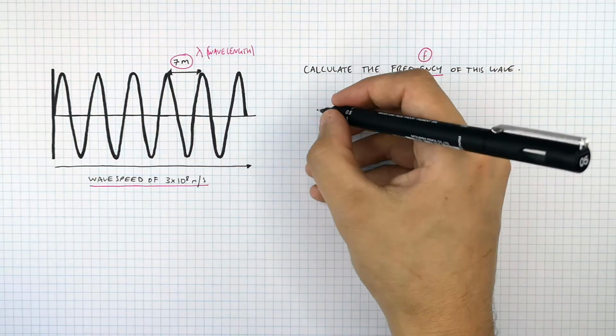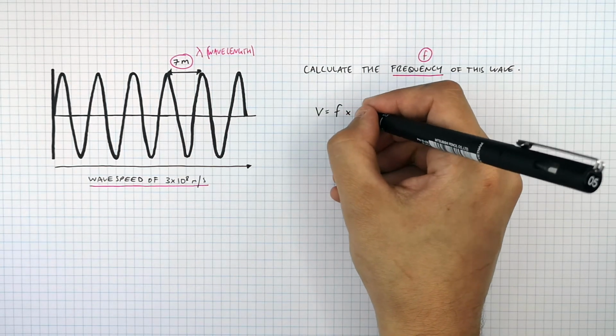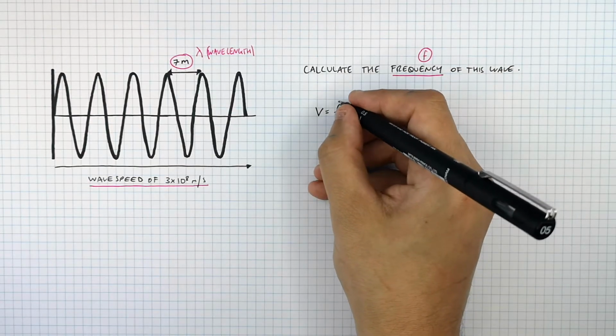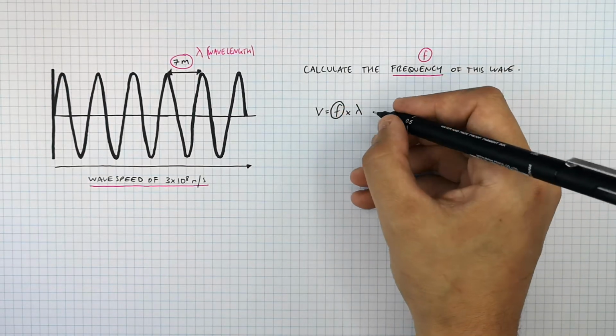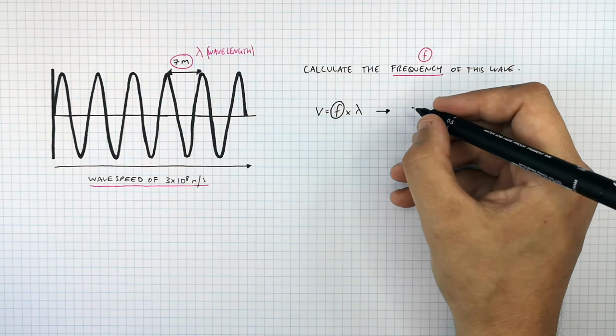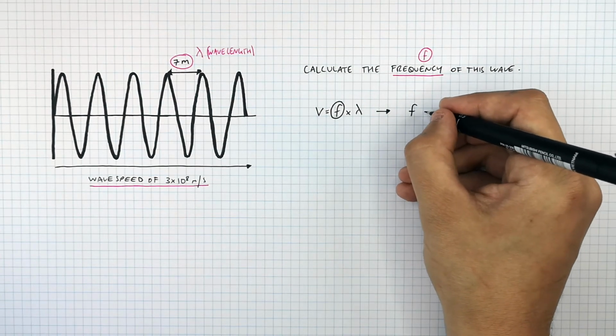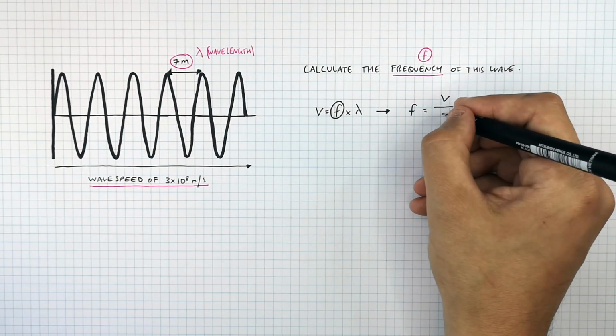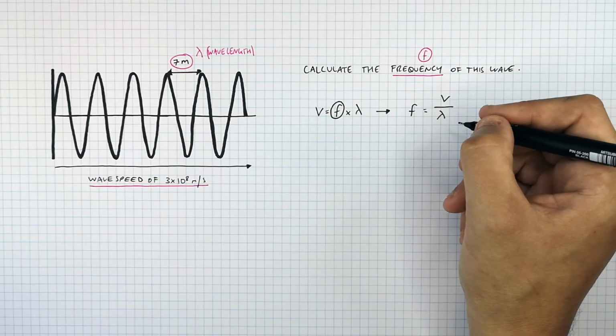So we need to recall the equation V equals F times lambda. So we circle what we're trying to figure out, which is frequency F, and now we have to rearrange for F. So it's going to be F equals V over lambda. F equals wave speed over wavelength.